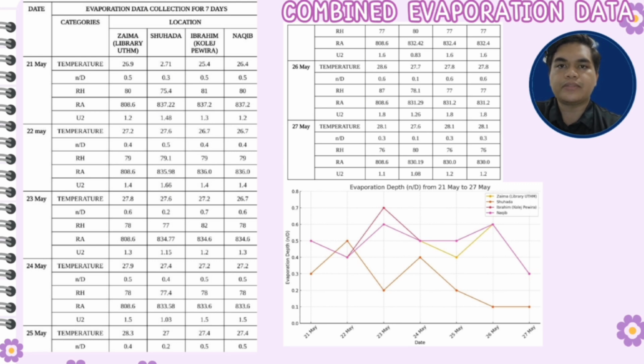For the third, wind helps carry water vapor away, increasing evaporation. Locations with stronger wind, like Zaima, with U2 of 1.8, generally show higher evaporation values. In summary, although all the locations share similar weather conditions, slight differences in humidity, temperature and wind speed cause significant variation in evaporation rate. This study showed that evaporation is influenced by a combination of environmental factors, and understanding this relationship is important for water management, especially in agriculture and reservoir design.